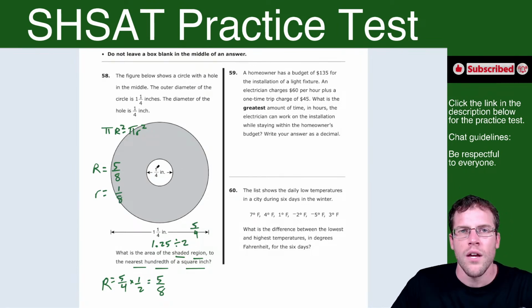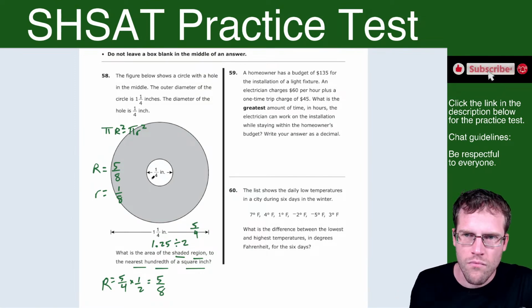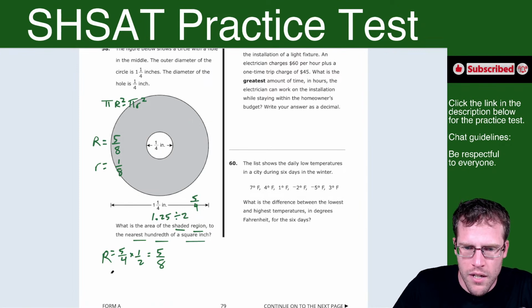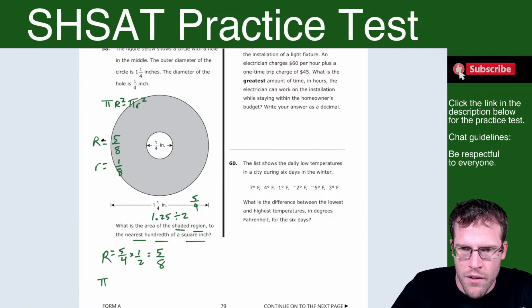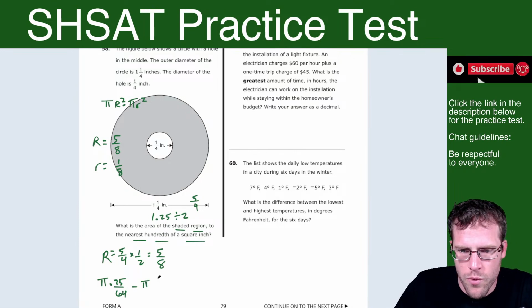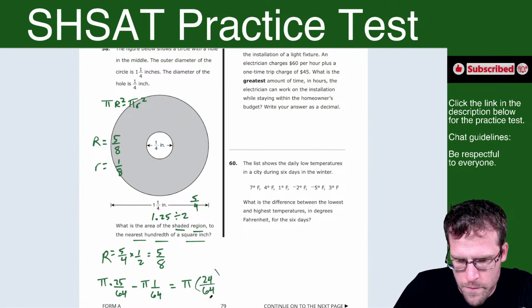Okay, so anytime you want to divide a fraction by 2, you double the denominator. So just thinking out loud here. Now I just plug in. I have pi times 5/8 squared, which is 25 over 64, minus pi times little r squared, which would be 1 over 64. So now this works out to pi times 24 over 64.